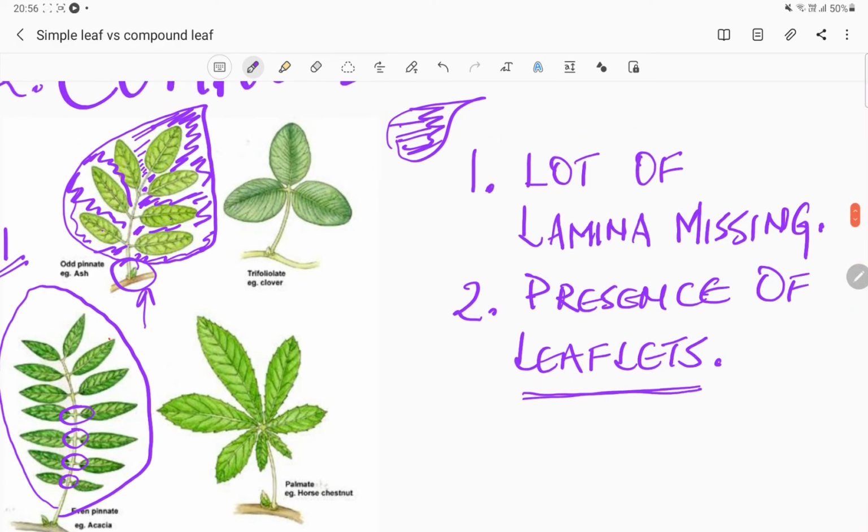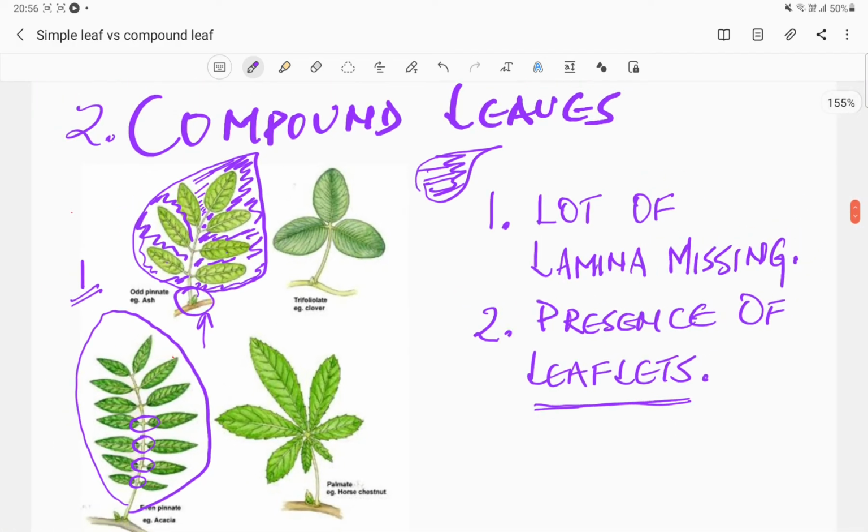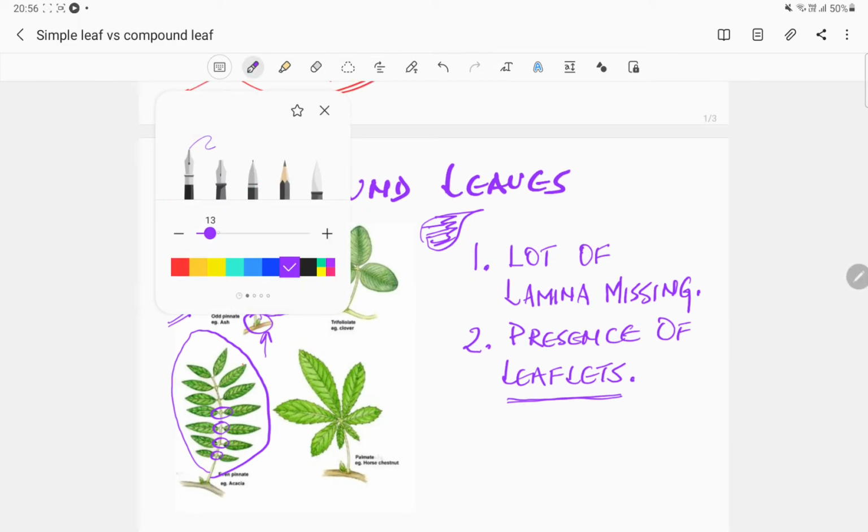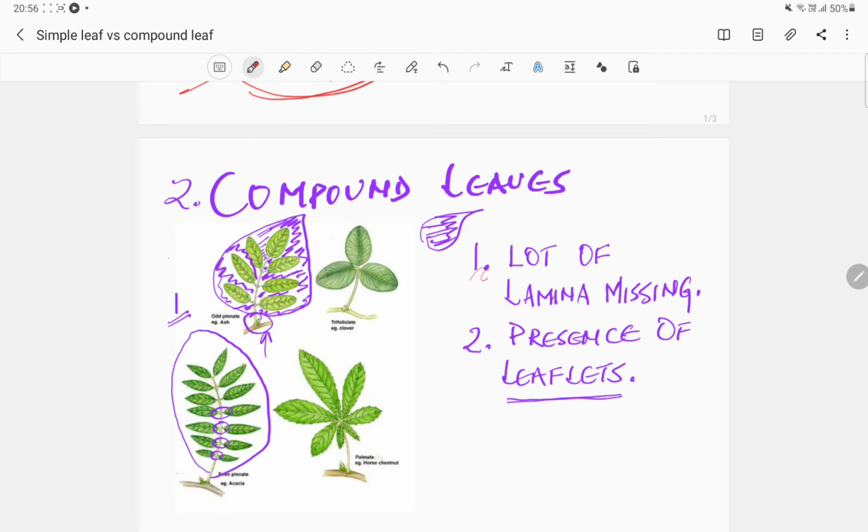So how do we describe a compound leaf? A compound leaf can be described by 2 properties. And the first property is that in a compound leaf, a lot of lamina is missing. So you see in these leaves, in all of these leaves, there was lamina, but now it has gone missing. It has vanished. Where it has vanished is something that you will learn in higher classes. And the second important property of a compound leaf is that there are leaf-like structures present in a compound leaf which are called leaflets.